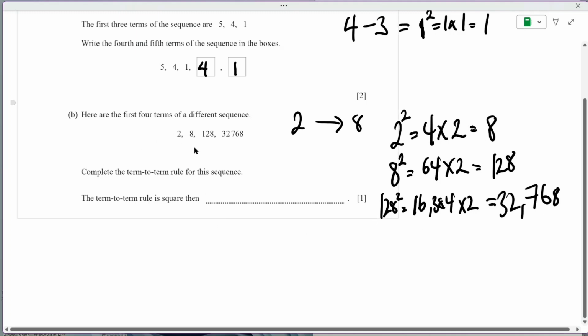In questions like this, make sure you read through first, even if you have to read it twice, then you attempt to solve. If you can't solve, don't waste your time on it. Go for another question, then you can come back to it later. That's why it's necessary to comprehend questions before you answer them. We've discovered that the term to term rule is square, then multiply by 2. The answer to this is multiply by 2.